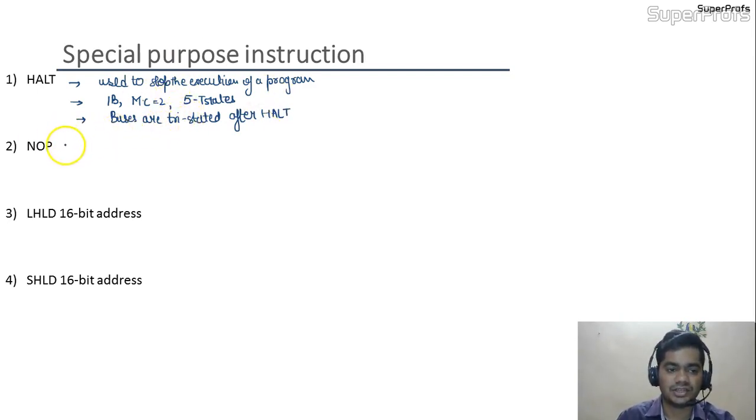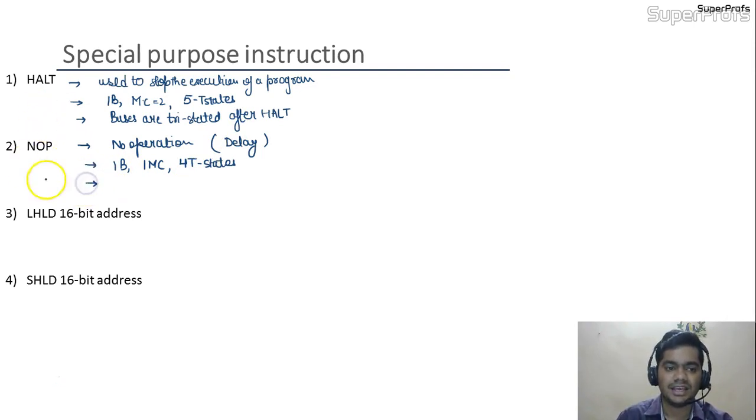Now the next operation is NOP, which is said as no operation. With the no operation we are just providing a delay. If we want to provide a delay of 4 T states, because it has 1 byte, 1 machine cycle and 4 T states involved, in any program, then we can take the NOP, that is no operation instruction. So these were halt and no operation instructions.